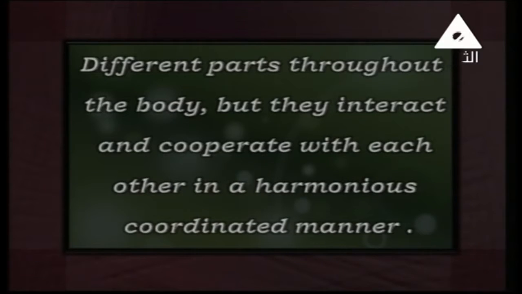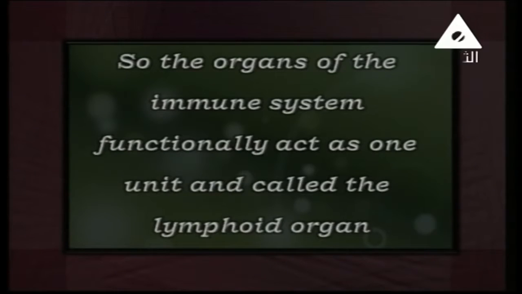Though they are scattered and separate from each other, they work together and interact and cooperate in a harmonious, coordinated manner. So we have here the working of the immune system under the effect of what? Of the hormones, as we studied in chapter 2, the hormonal coordination, as we're also going to study in this chapter. So the organs of the immune system functionally act as one unit, and they are called lymphoid organs.